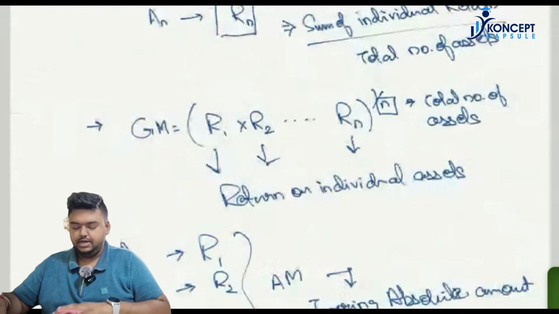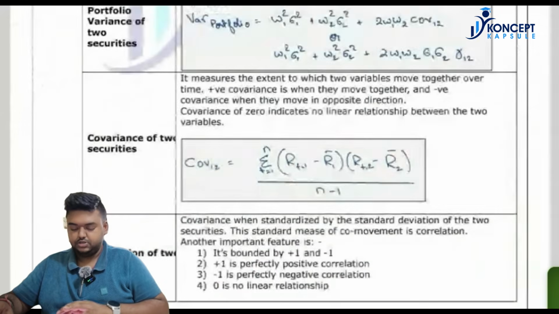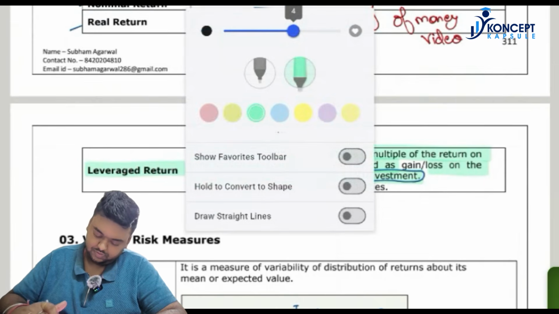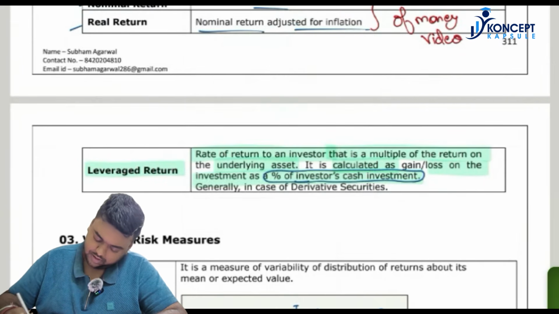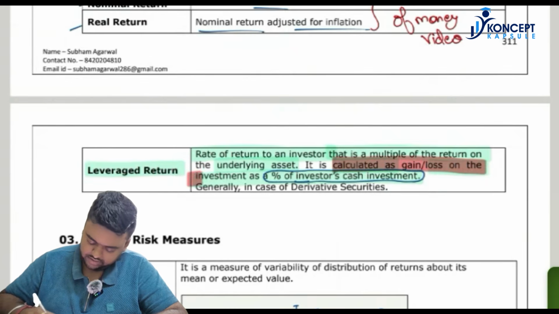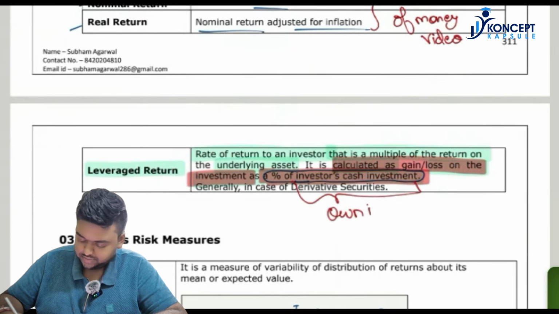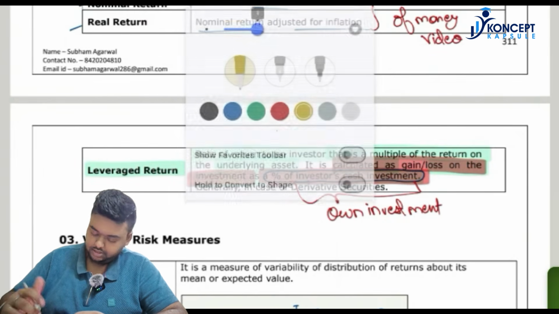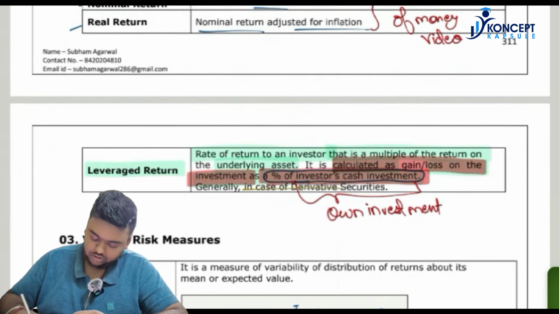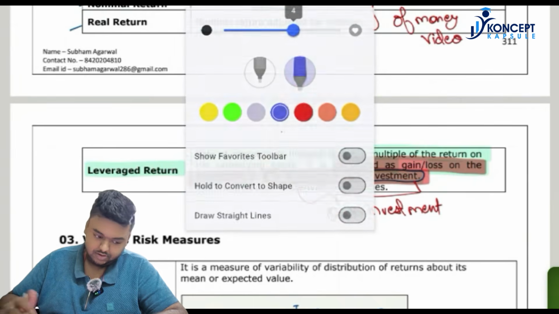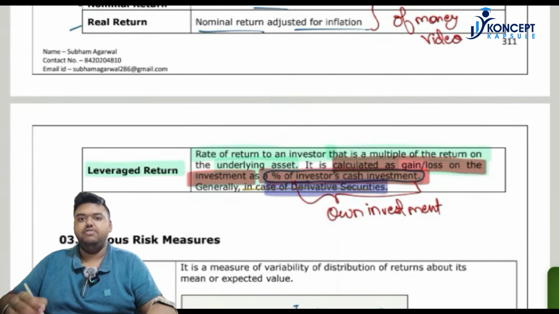Okay, guys. Now let us read in order to understand whether it is making sense or not. What is leveraged return saying? It is calculated as a gain or loss on the investment as a percentage of the investor's cash investment. What is cash investment? Cash investment is nothing but own investment. And where it is used? It is primarily used in case of derivative securities. Yes, we have seen it is used in case of derivative investments.